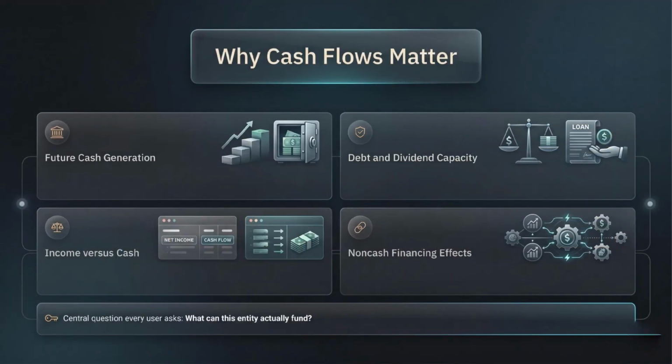Why do cash flows matter so much? Because profit answers one question, but cash answers another. Net income is shaped by accruals, estimates, depreciation, amortization, revenue recognition, expense matching, and many other accounting rules. Cash flow cuts through that and shows the raw cash movement. Users want to know whether the entity can generate future cash, pay debt, pay dividends, fund operations, and explain why net income differs from cash generated during the period.